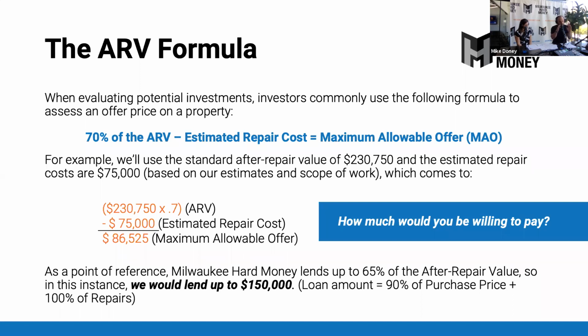So in this case, you would have to come to the deal with about $15,000 of closing costs, fees, and down payment money. Follow me in a minute, okay? The down payment money, by the way, is your money, you get it back when you sell the property. So in this scenario, we would lend you up to $150,000.